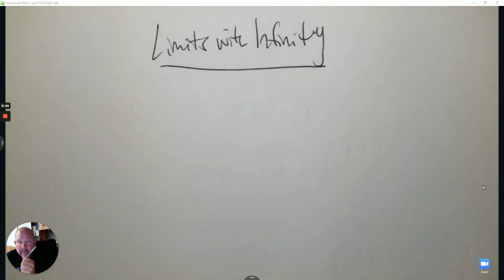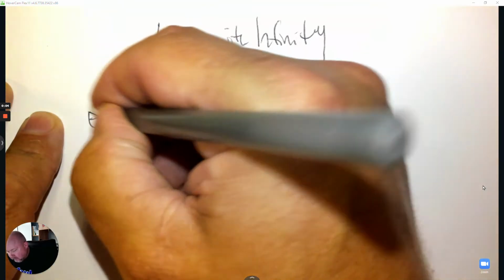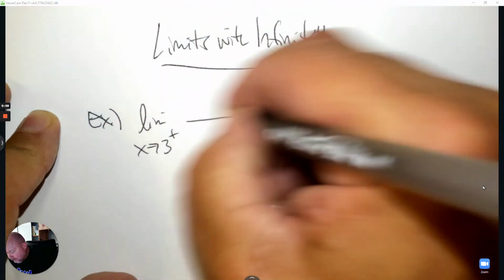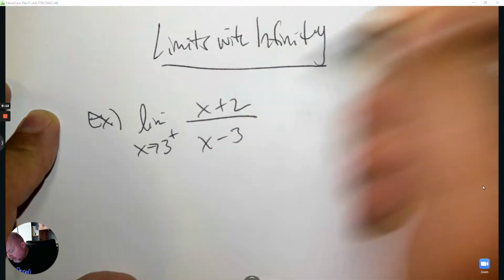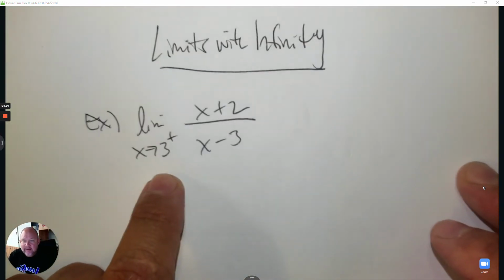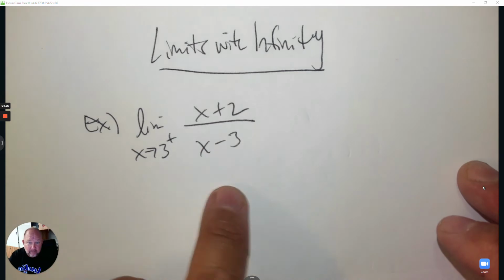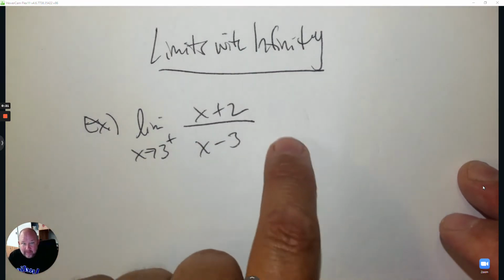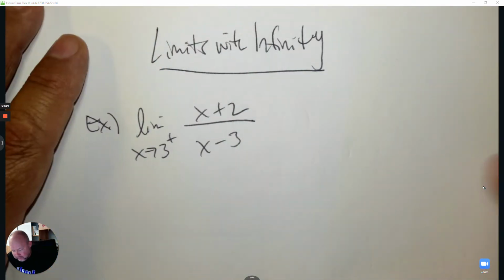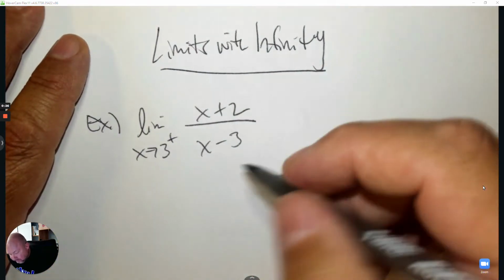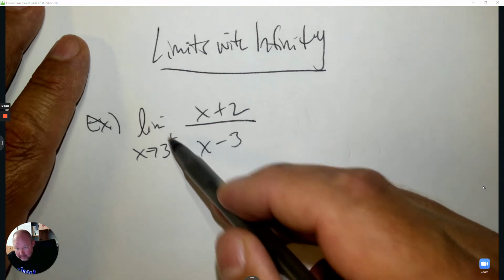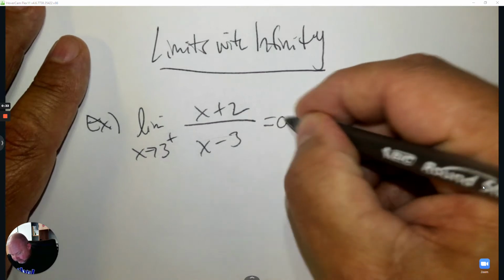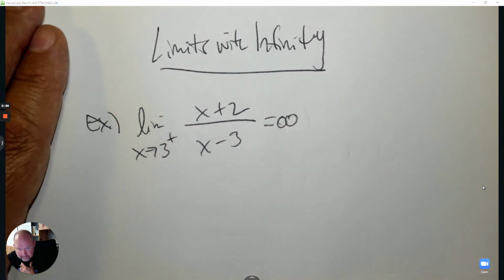So here's a review with limits with infinity to make sure you do well on the redo. So if I give you a limit, and you realize that that limit at that number is an asymptote, if I put a plus or minus sign, the answer could be infinity or negative infinity at that asymptote. Now how you can tell, if I plug in a number bigger than 3, like 4, into the top and bottom, it gives me a positive answer, so I know it's positive infinity there.